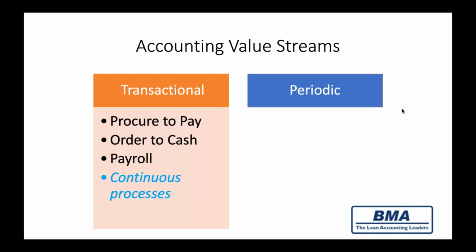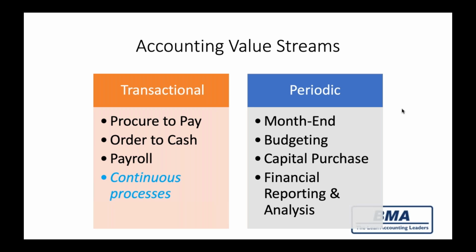And then you have your periodic processes like month end, budgeting, capital purchasing, which is a process, and then the financial reporting and analysis. Now, there may be a few more value streams inside an accounting department that I have missed, but these are just sort of the basics. And really the point here is to understand which ones are transactional and continuous in nature, which ones are periodic and only occur at certain times.